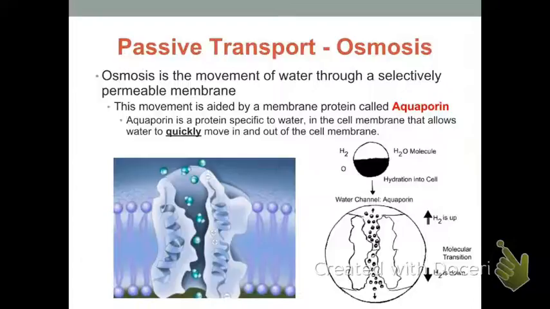When we talk about osmosis, osmosis is the movement of water through a selectively permeable membrane, and this movement is aided by a membrane protein called an aquaporin. The aquaporin is a protein specific to water in the cell membrane that allows water to quickly move in and out of the cell, which is important because water will always move to dilute. I believe you have this diagram in your notes, and that's showing water going into and out of the cell through this protein channel in the cell membrane here.